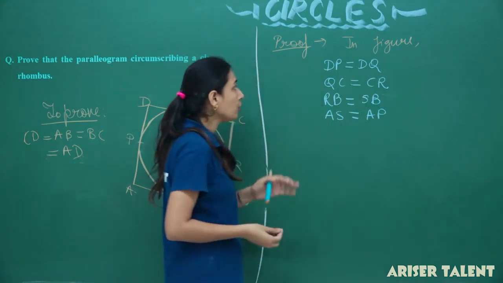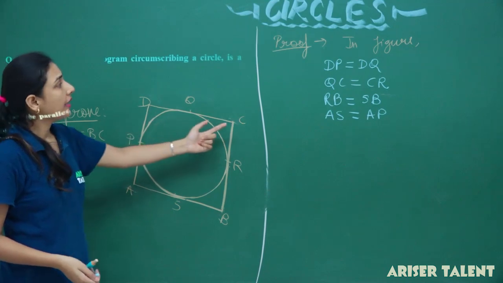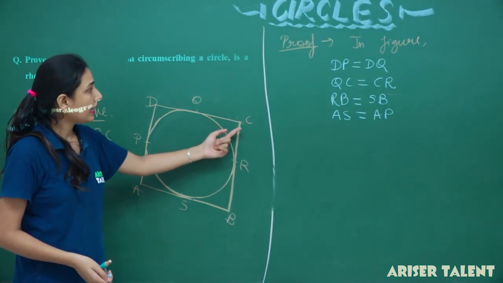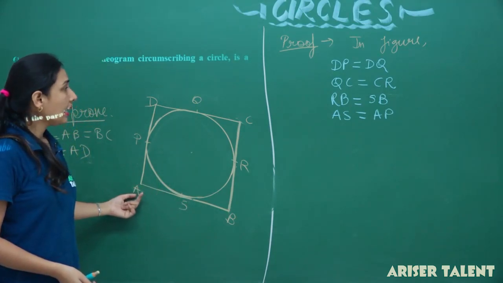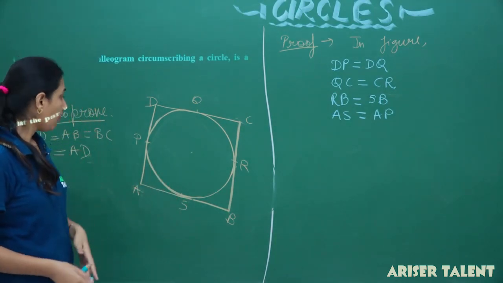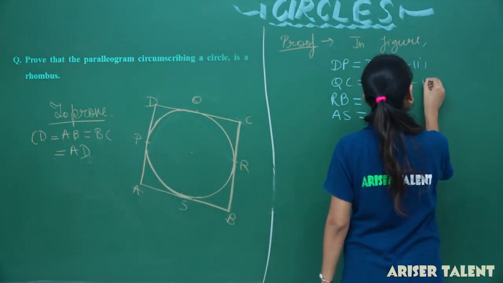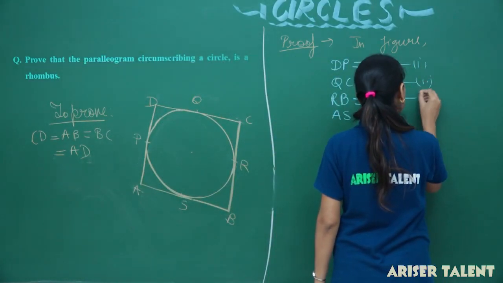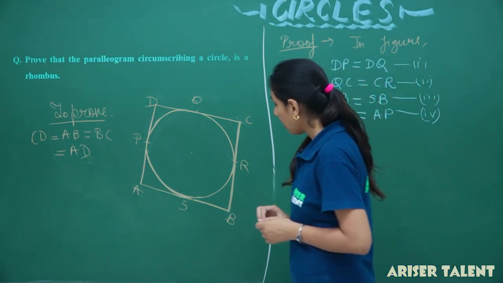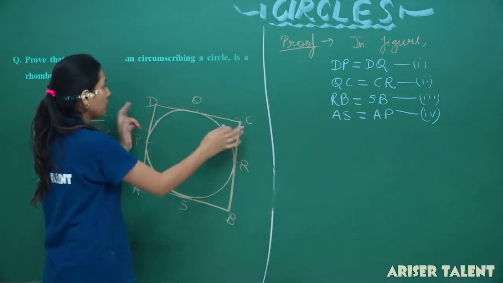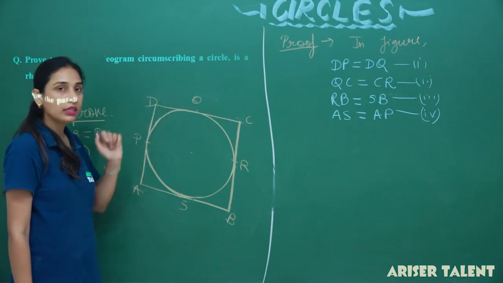Okay. So, these four relations I am having: DQ and DP, then QC and CR, then RB and SB, and AS and AP. Now, I am having this first, second, third and fourth equation with me. Now, what will I do? I am having this AB equals to CD, right?